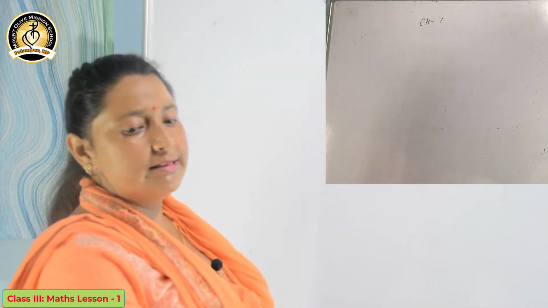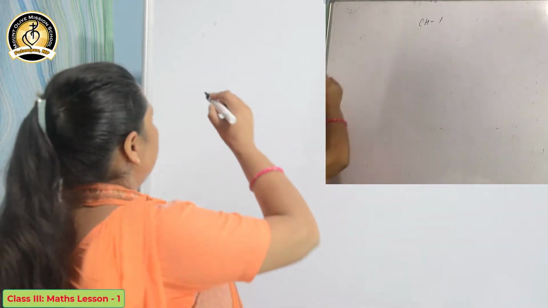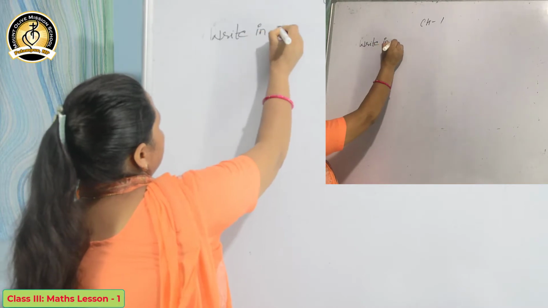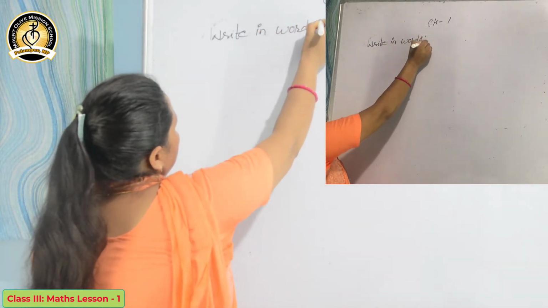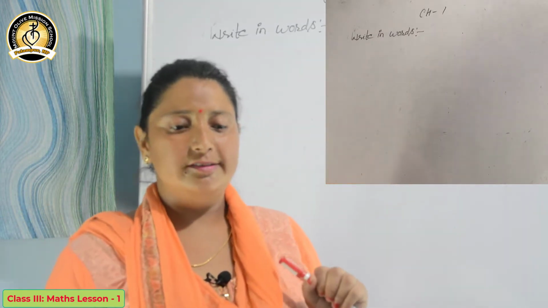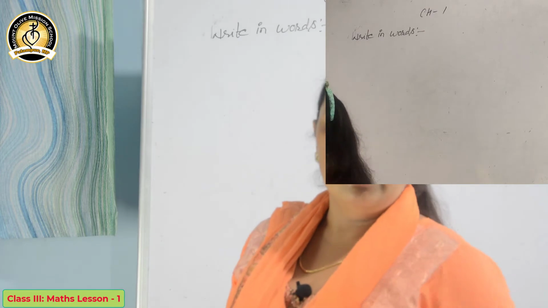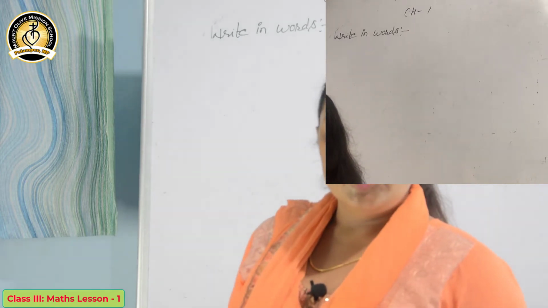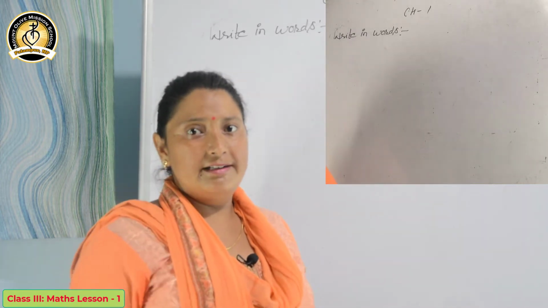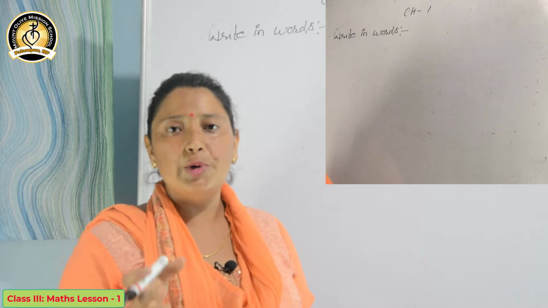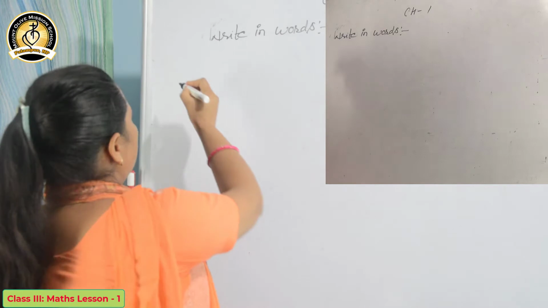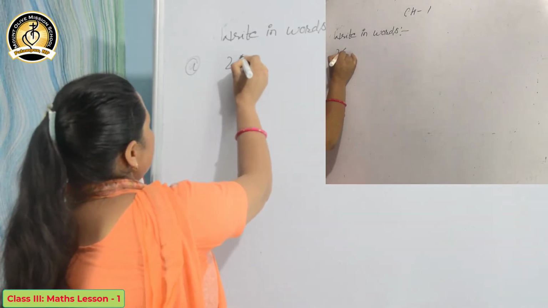Write the following numbers in words. Dear students, you know how to write in words. Let's start with part A. Here the number is given in figures, like counting 1, 2, 3, 4, 5, 6, 7, etc. So part A is 26.